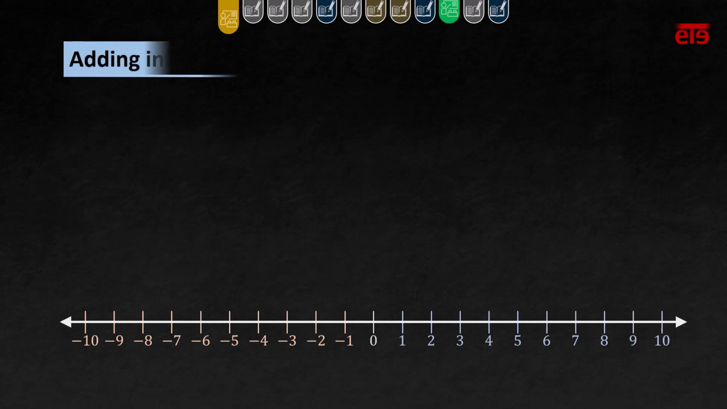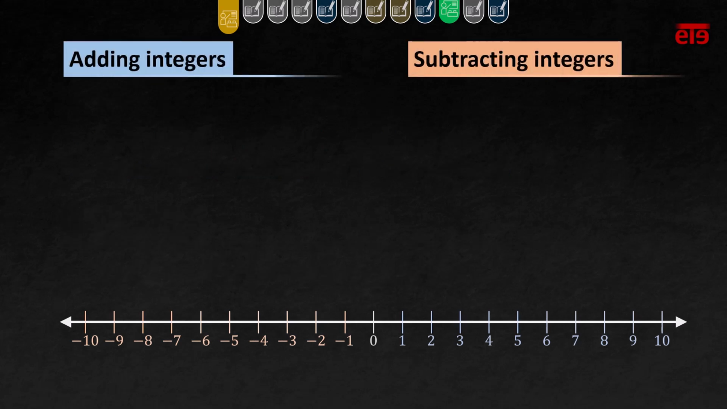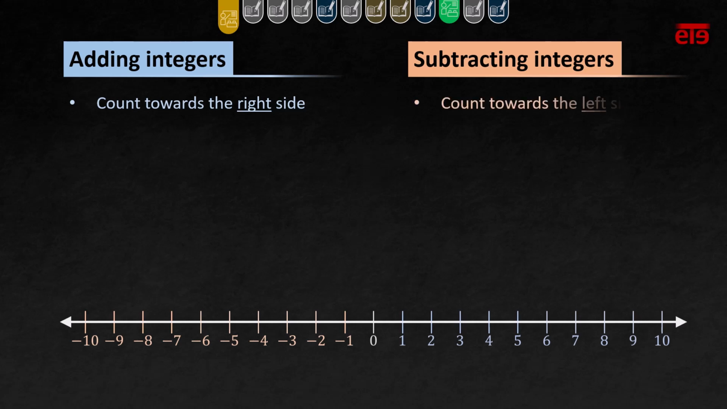We can add and subtract integers on the number line. It is very simple. You need to know how to count numbers. When we add a positive integer, the value increases. So, to add a positive integer, we can count towards the right side of the number line. In contrast, subtraction decreases the value. So, when we subtract, we can count toward the left side.